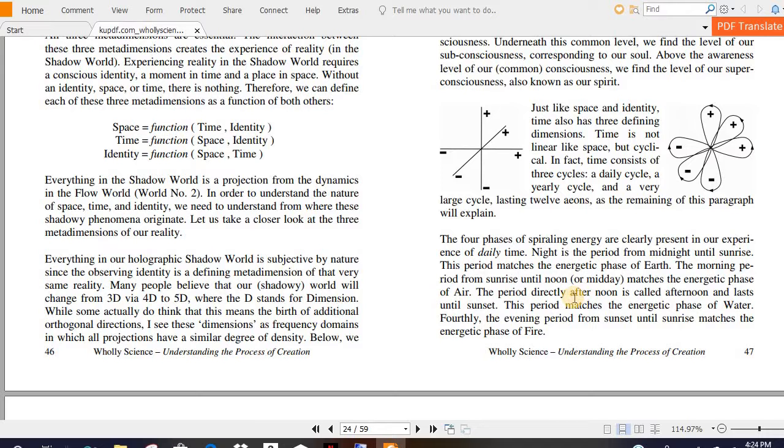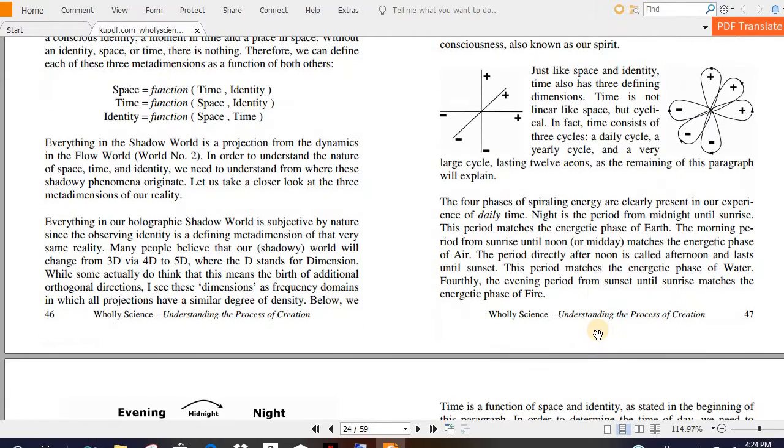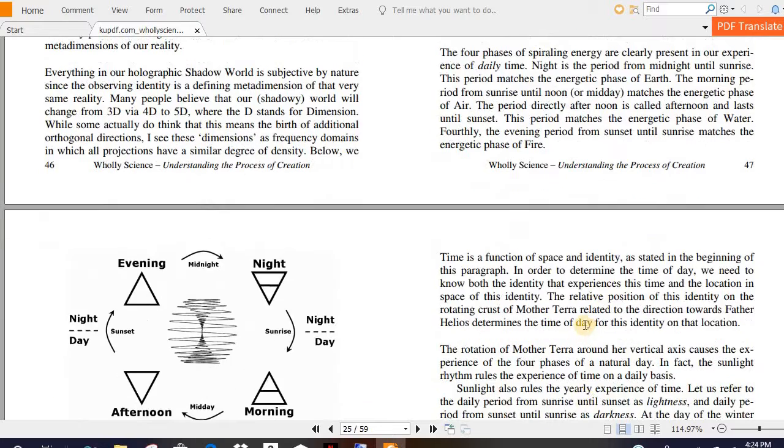But the four phases of spiraling energy are clearly present in our experience of daily time. Night is the period from midnight until sunrise. This period matches the energetic phase of Earth. The morning period from sunrise until noon or midday matches the energetic phase of air. The period directly after noon is called afternoon and lasts until sunset. The period matches the energetic phase of water. Fourthly, the evening period from sunset until sunrise matches the energetic phase of fire.